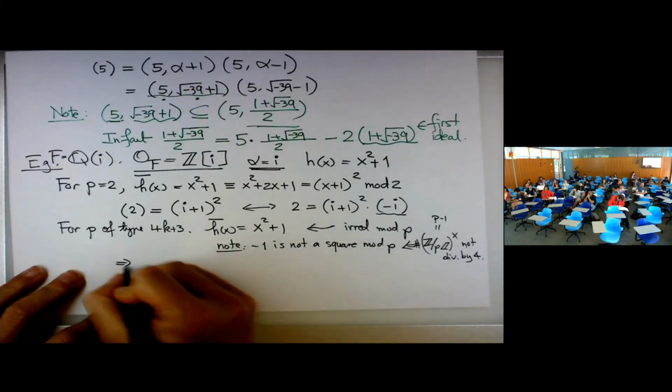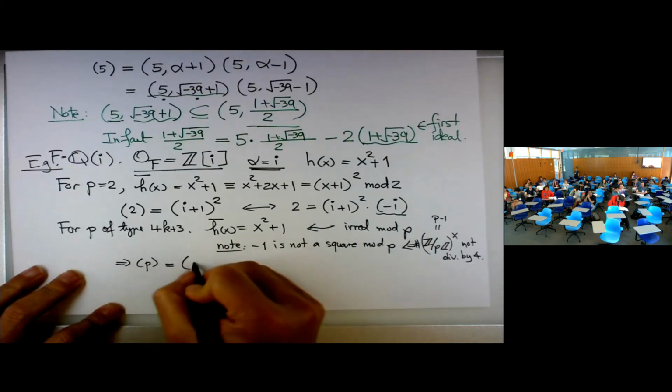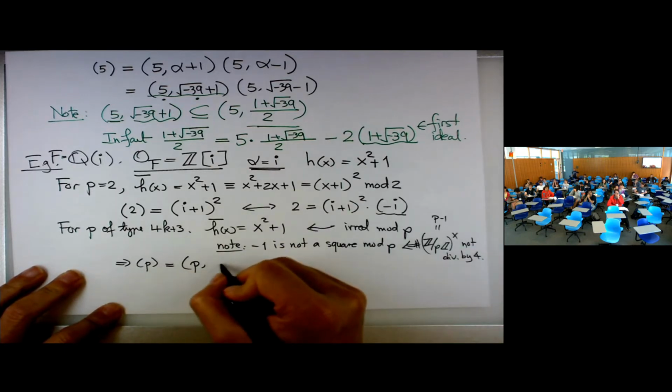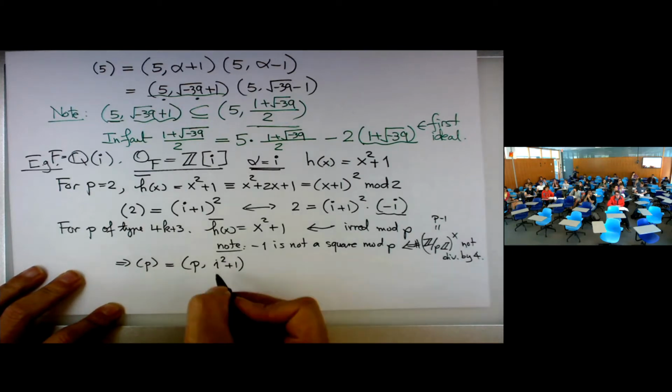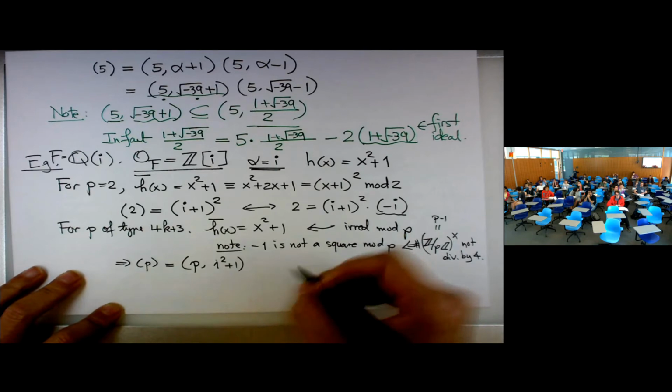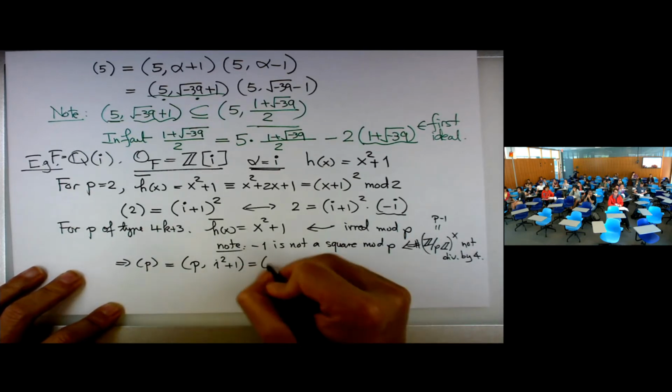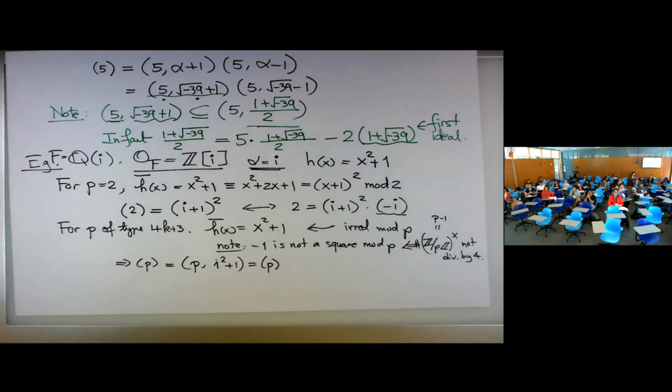So in this case, prime p is just p. I mean, you can still put it into the formula that we had earlier. So this is going to be i squared plus 1, but then you realize this is just 0. And of course 0 is a multiple of p, so it's just p. In this case, you don't get any additional factorizations.